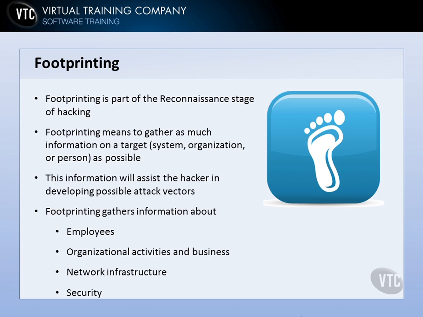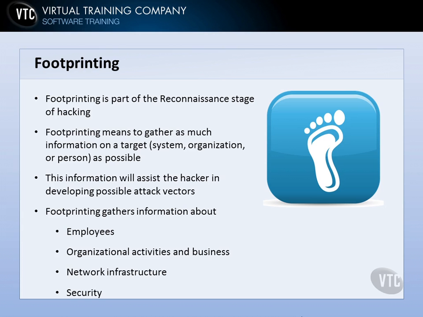What footprinting does for us is that it helps us gather as much information as we can on a given target. And this target could be a system, it could be a network, it could be an entire organization, or it could be just one person or a few people that work for the organization. Now, what do we need this information for? Well, it helps us start planning our hacking attack. It helps us develop possible attack vectors. It also may give us insight into weaknesses and vulnerabilities of the organization or system.